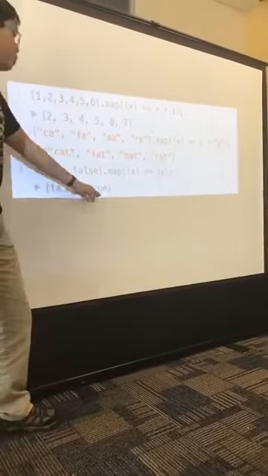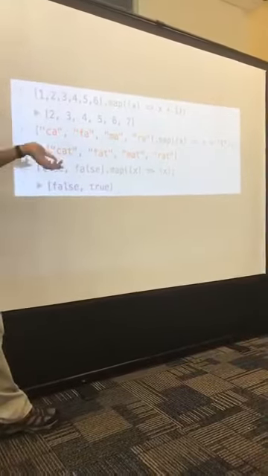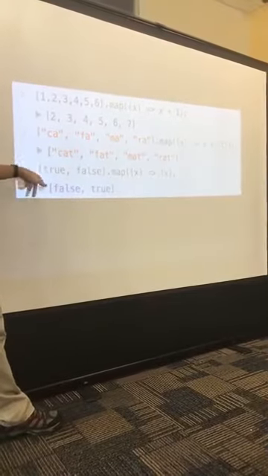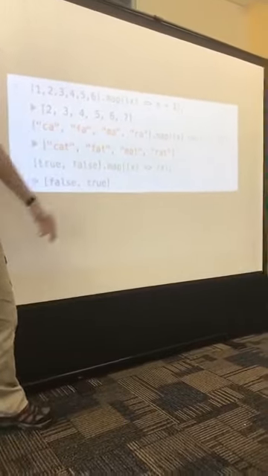Another example is with booleans. All I'm doing is receiving a boolean. I want to flip that boolean. So I'm receiving a true here. It gets converted to a false. The false gets converted to a true.